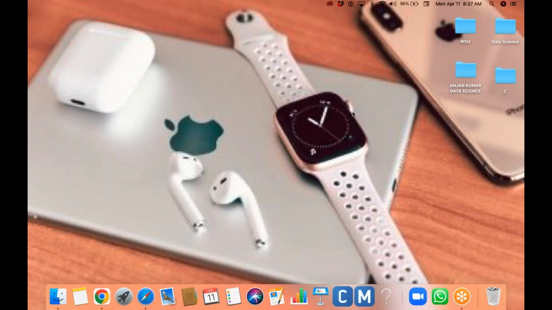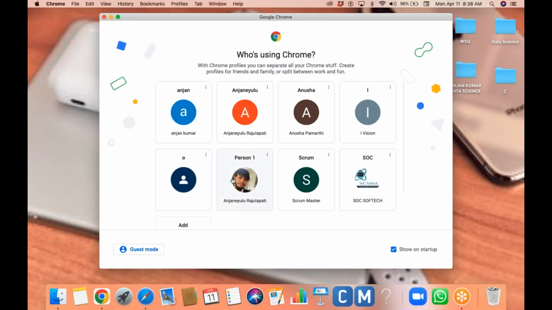Let's start today's class. I hope so. Today's class is very, very important. If you understood this topic, then you can solve any kind of program in Python. So let me open my notebook, whiteboard.